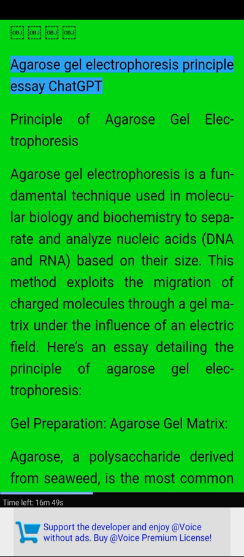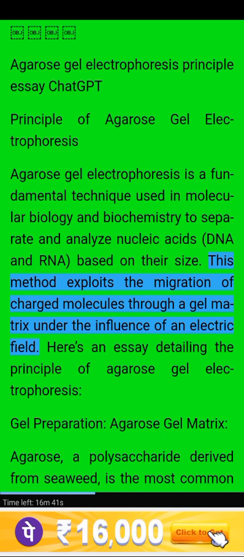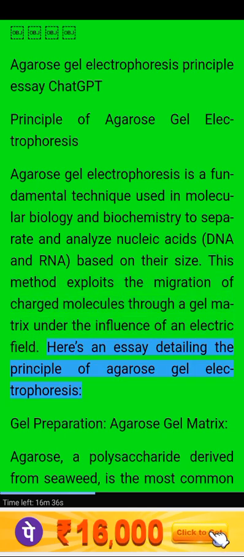Agarose gel electrophoresis principle. ChatGPT. Principle of agarose gel electrophoresis. Agarose gel electrophoresis is a fundamental technique used in molecular biology and biochemistry to separate and analyze nucleic acids, DNA and RNA, based on their size. This method exploits the migration of charged molecules through a gel matrix under the influence of an electric field. Here's an essay detailing the principle of agarose gel electrophoresis.